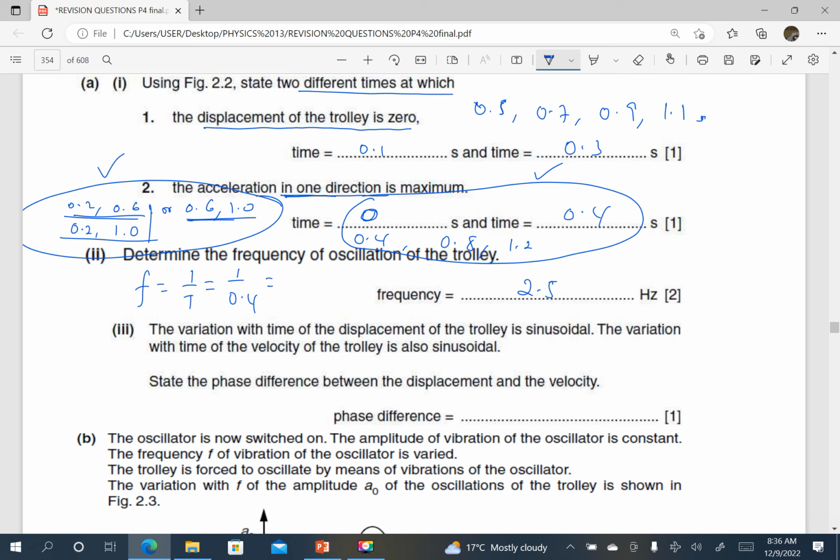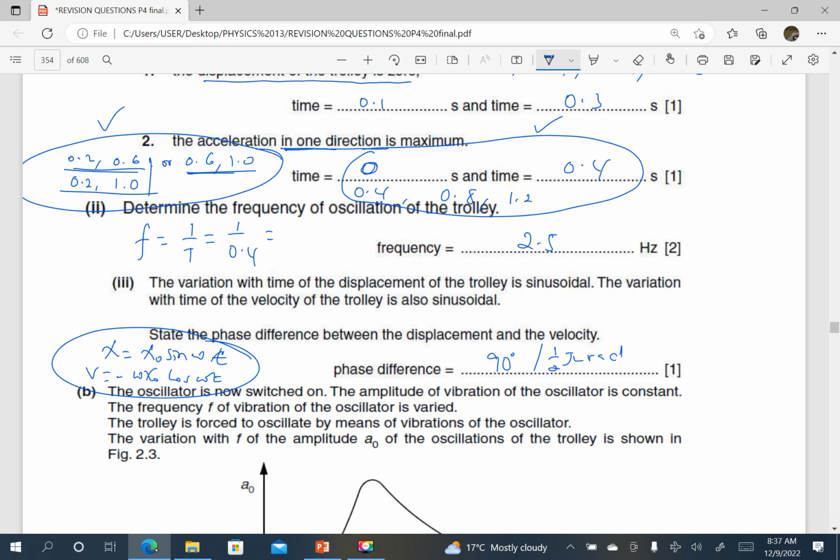Of course, if the displacement is x equals, let's say, x naught sine omega t, then the velocity is going to be the derivative of this, which will be omega x naught cos omega t. So this implies that one is ahead of the other by a quarter of a cycle. So the displacement and velocity variations with time are 90 degrees out of phase. So that is 90 degrees, or it is a half pi radians. You can verify that.